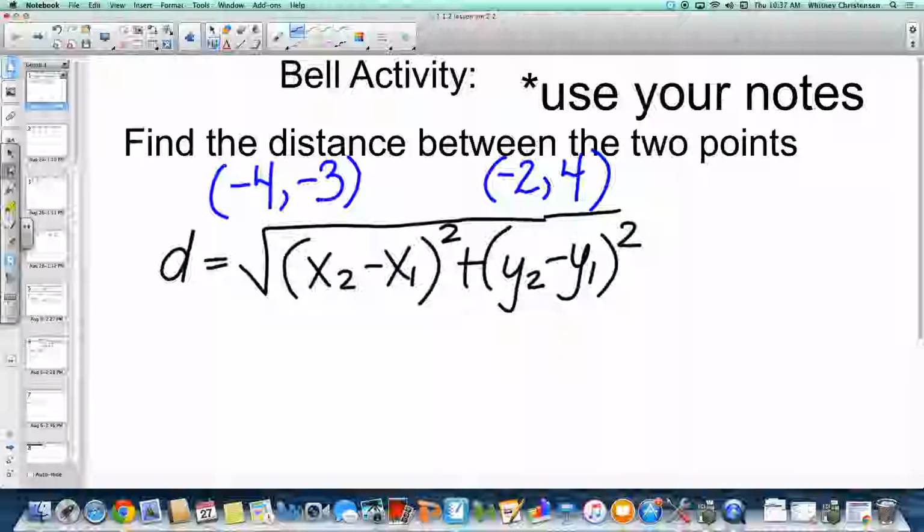Now I think what threw people off yesterday was that they're like, well, those little mini 2's and 1's are giving me problems. I don't know what those mean. What the heck is that? But don't look so deep at it, guys.